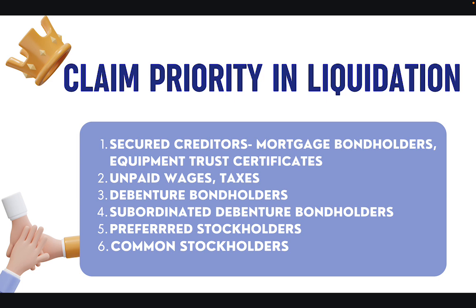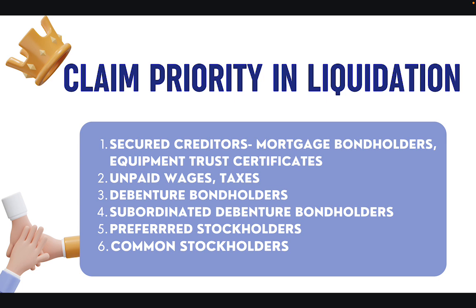Lastly, there is a claim priority in any liquidation, and I touched on this. First of all, you've got your secured creditors. Those are the mortgage bondholders, equipment trust certificates, and the other examples I used. Second is any unpaid wages and taxes. So that's crazy. The secured creditors get paid before any unpaid wages or taxes.